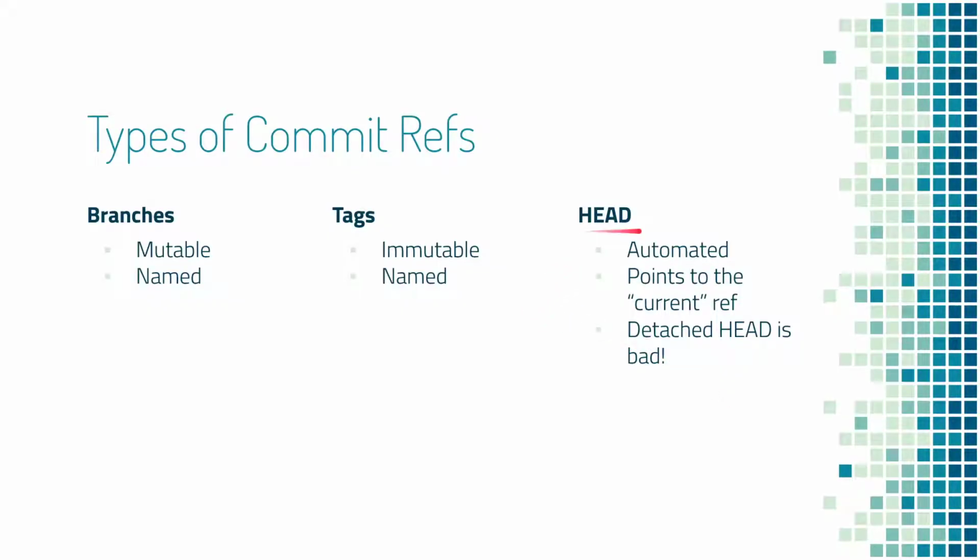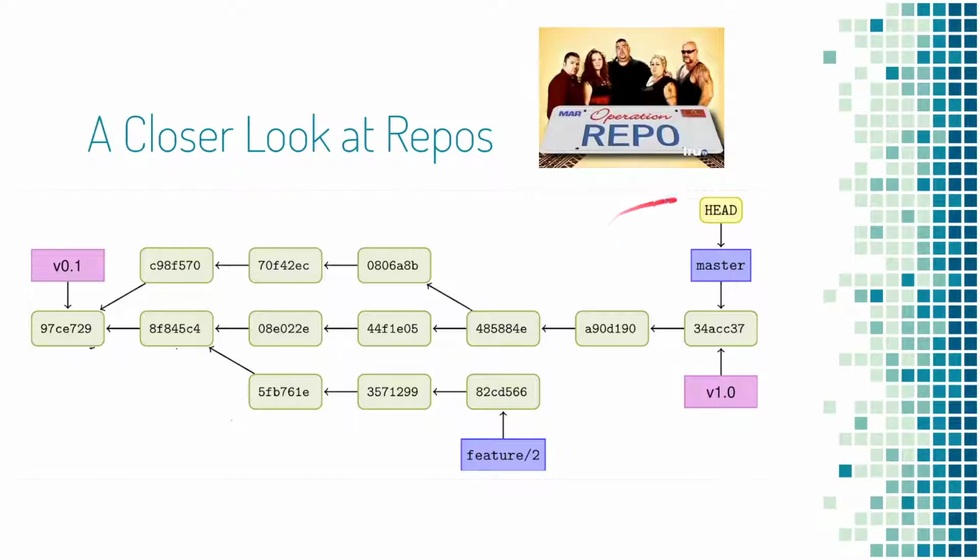And then head is a little bit complicated. You don't need to worry about moving head around. Git does that for you. It's a special type of ref that points to where you are in the repository. So here, if you're on the master branch, head will point to master, which points to this commit. But then say you want to switch to the feature 2 branch, that's called checking out a branch. What Git will do is take this head and move it over here to point to feature 2.